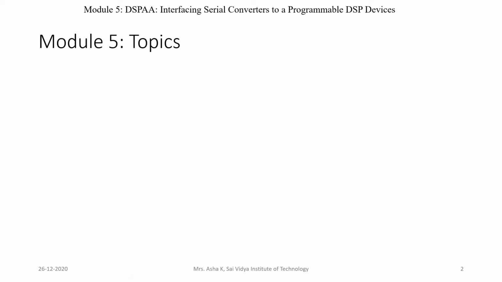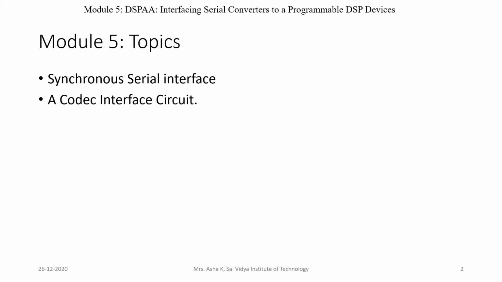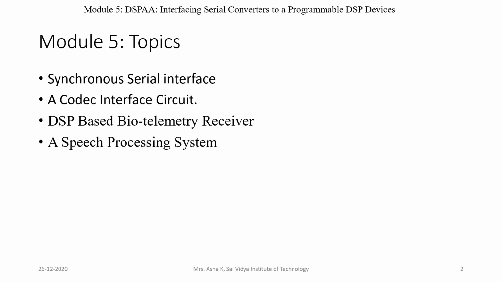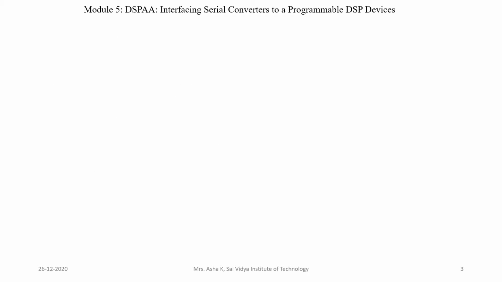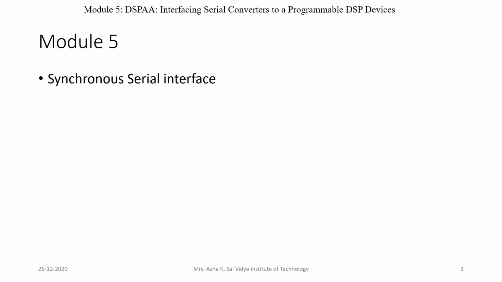So in module 5, we have a topic called interfacing serial converters to programmable DSP devices, and also applications of programmable DSP devices. Here we are going to learn first what is synchronous serial interface, a codec interface circuit, a DSP based biotelemetry receiver as an application, a speech processing system as an application, and an image processing system as an application of the programmable digital signal processing devices. In this presentation of module 5, we are going to learn about synchronous serial interface and a codec interface circuit.